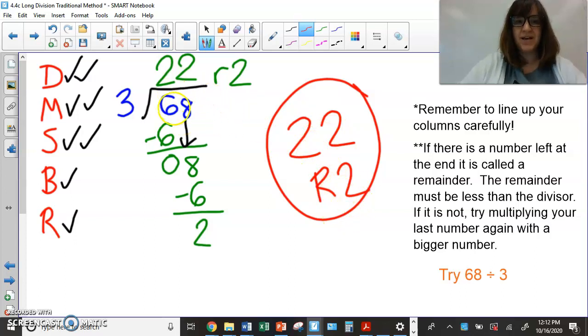You can think about it this way. If I had 68 M&Ms and I needed to split them into 3 bowls, I would put 22 M&Ms in each of those 3 bowls, but I'd have 2 M&Ms left over at the end that I couldn't share evenly.